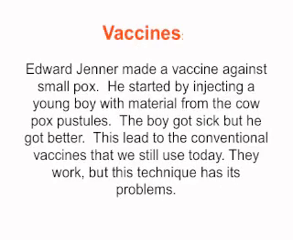Hello class. As we learned in lecture, Edward Jenner made a vaccine against smallpox. He started by injecting a young boy with material from cowpox pustules. The boy got sick, but he got better. This led to the conventional vaccines that we still use today. They work, but this technique has its problems.